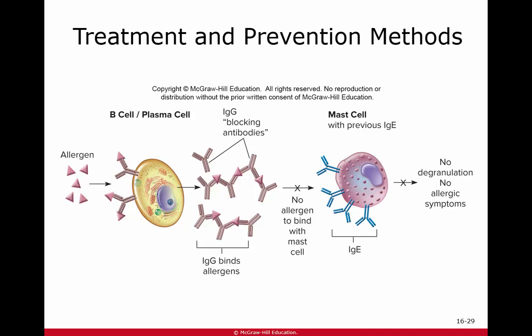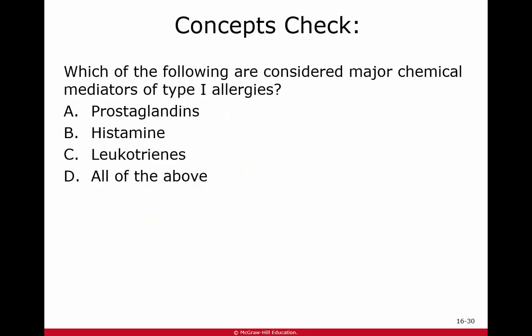This is an example of the blocking antibody theory, where you block it so that the antigen or the allergen can't bind with the mast cell. So which of the following are considered major chemical mediators of type 1 allergens? And that would be all of the above.